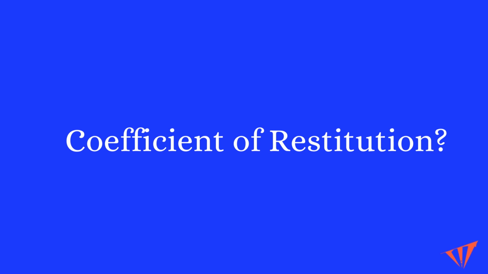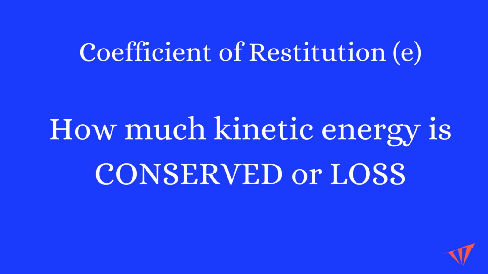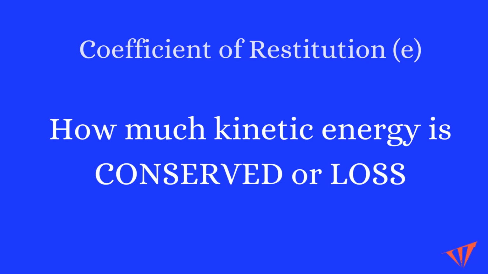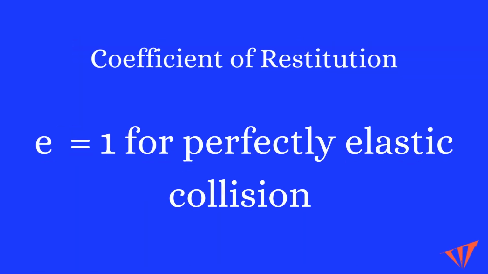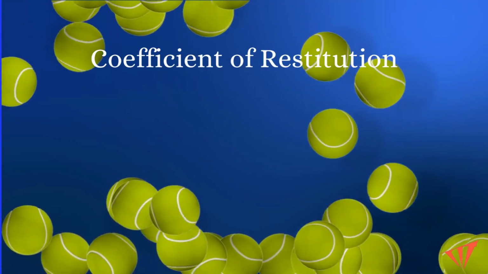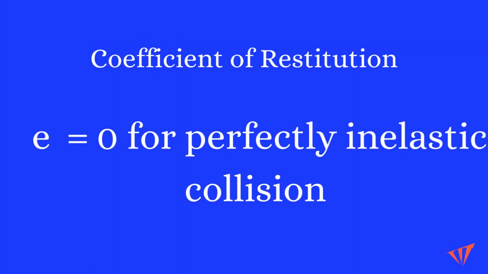The coefficient of restitution, often denoted by a small e, is a value used in physics to describe the elasticity of a collision between two objects. It measures how much kinetic energy is conserved or lost during the collision. The coefficient of restitution can have values between 0 and 1, where e equal to 1 represents a perfectly elastic collision, where kinetic energy is conserved and objects bounce off each other without losing any energy.